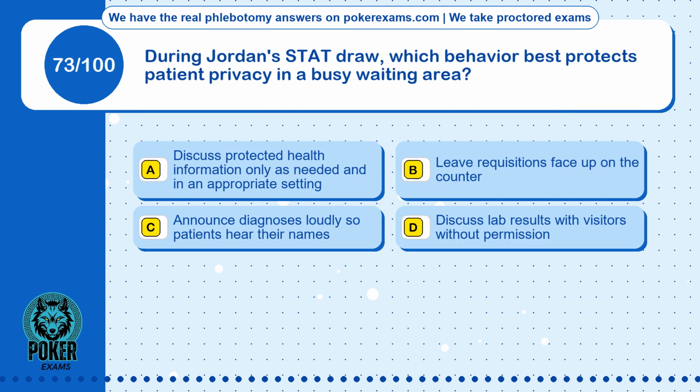Question 73. During Jordan's stat draw, which behavior best protects patient privacy in a busy waiting area? Option A, discuss protected health information only as needed and in an appropriate setting. Option B, leave requisitions face up on the counter. Option C, announce diagnoses loudly so patients hear their names. Option D, discuss lab results with visitors without permission.